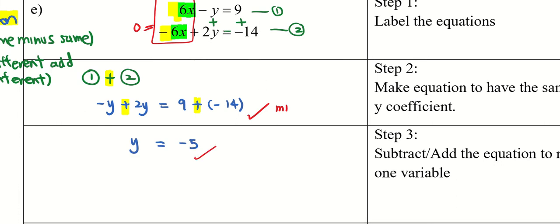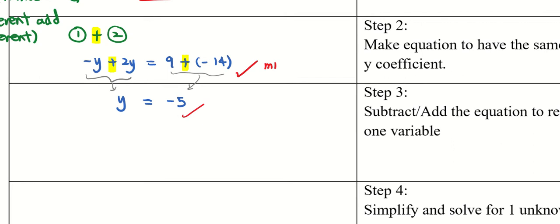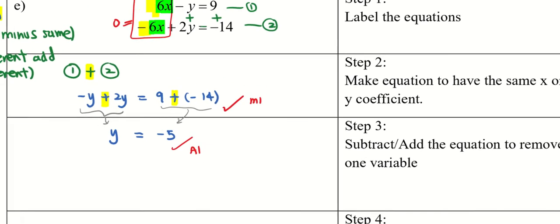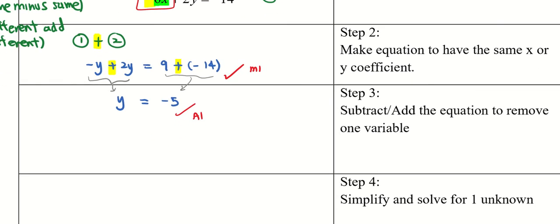Answer is y equals to negative 5. Basically, I'm just going to simplify my y terms, and then my constant terms, add them together, I should have negative 5. Answer, y equals to negative 5. Simple as that. Are we done? Definitely not. We still have to find my other unknown, which is x. So we can sub in y.